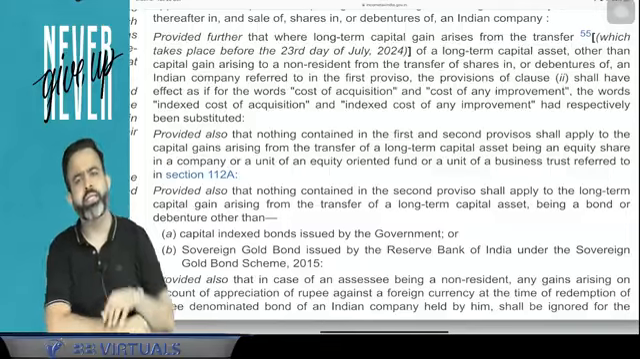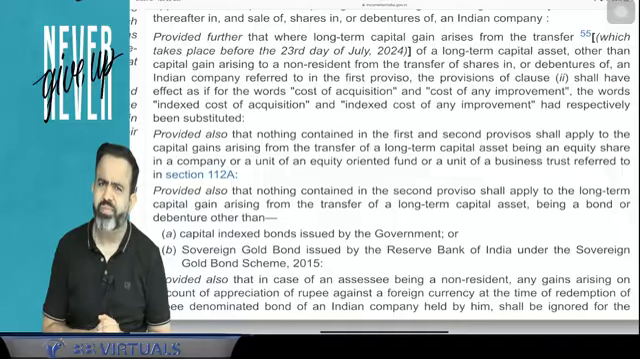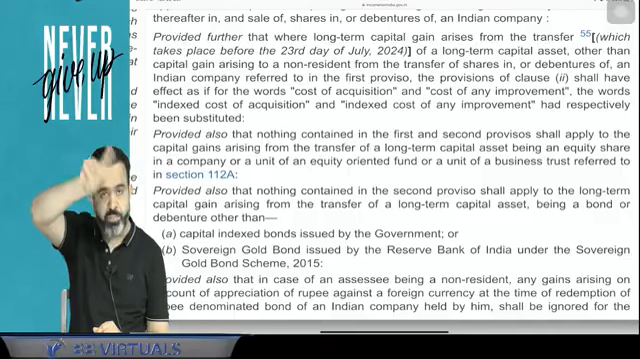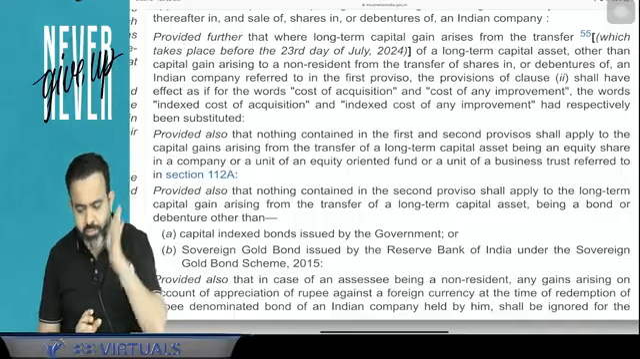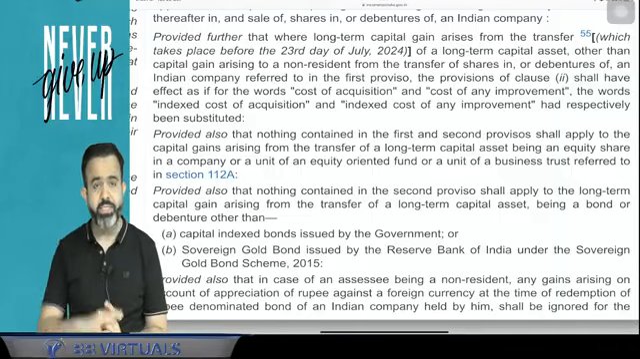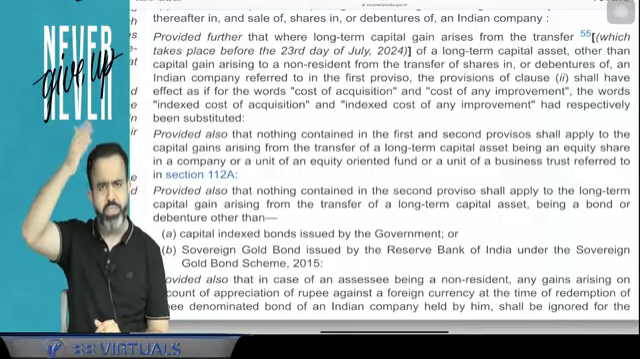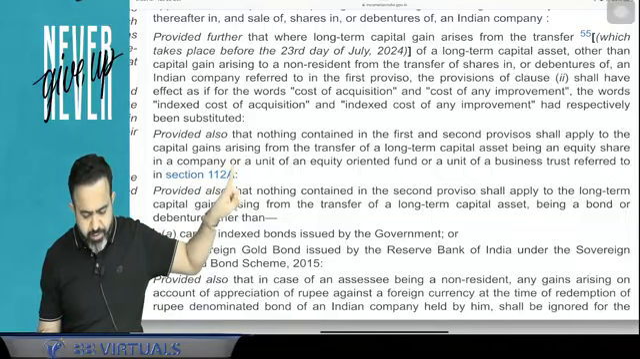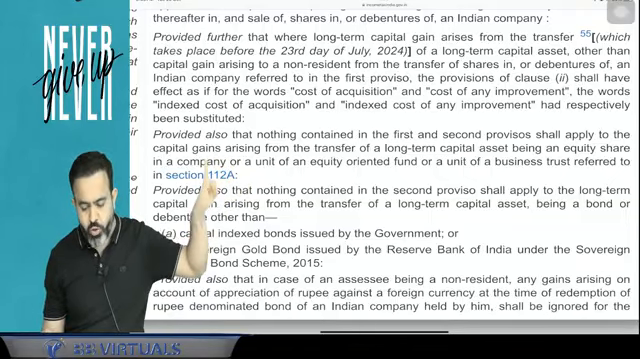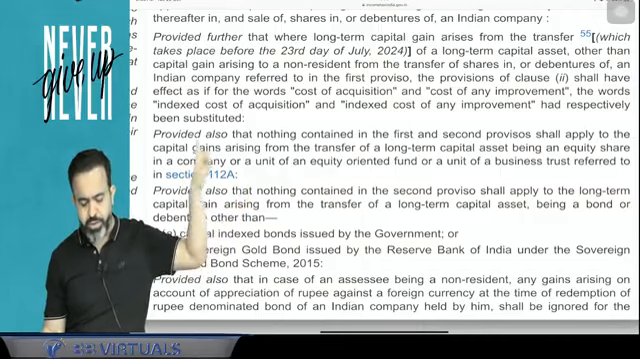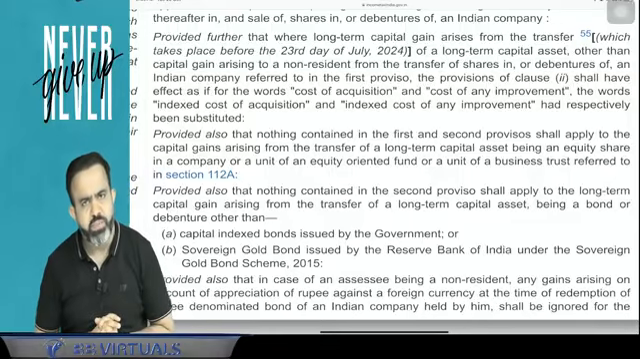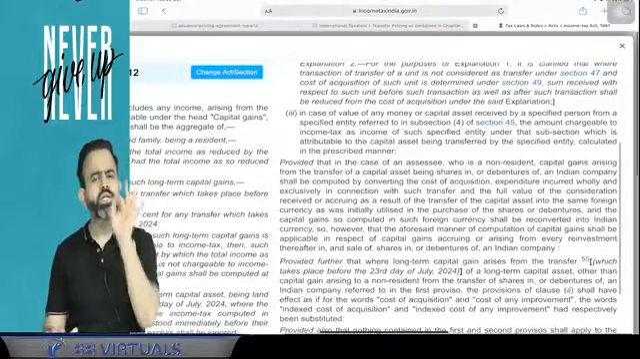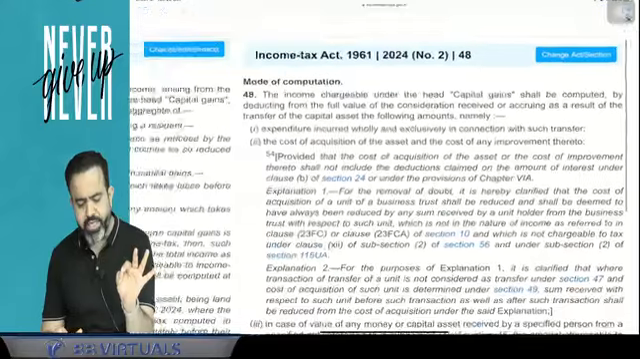place before 23rd of July 2024. It means if the transfer of a long-term capital asset took place before 23rd of July 2024, other than capital gain arising to the non-resident from the transfer of share or debenture mentioned in the first proviso, then the words cost of acquisition and cost of improvement shall have the effect of index cost of acquisition and index cost of improvement. So guys, indexation benefit is not available for computation of capital gain.